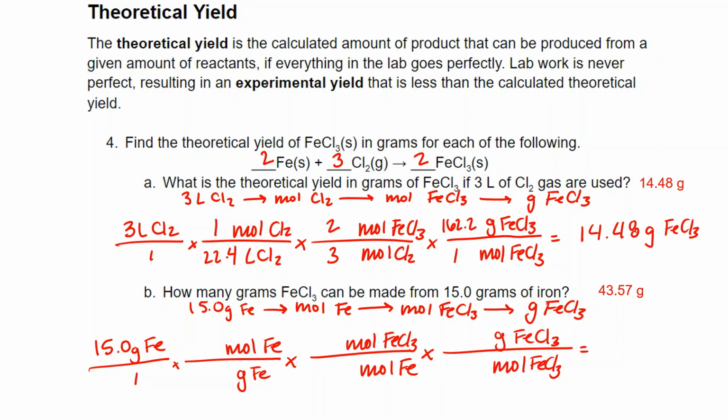So the first conversion that we have is the molar mass of iron. 1 mole of iron weighs 55.85 grams. Next we have our mole ratio, which is 2 to 2. And then we have our molar mass of FeCl3. So here I get 43.57 as my answer. So this is how much I could make if I started with that 15 grams of iron and then everything went perfectly.